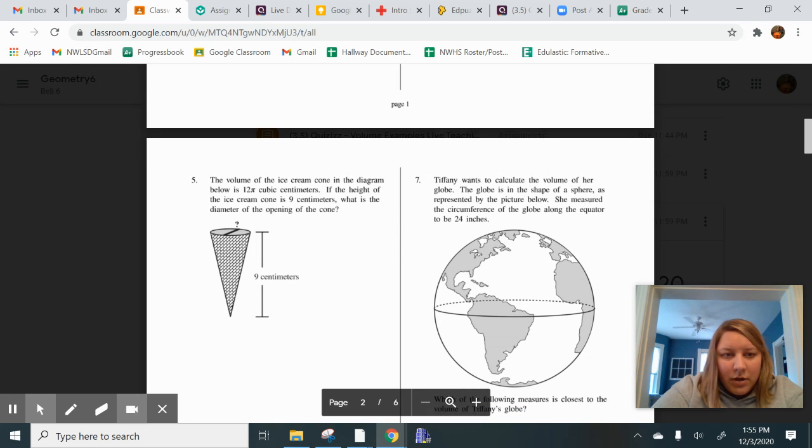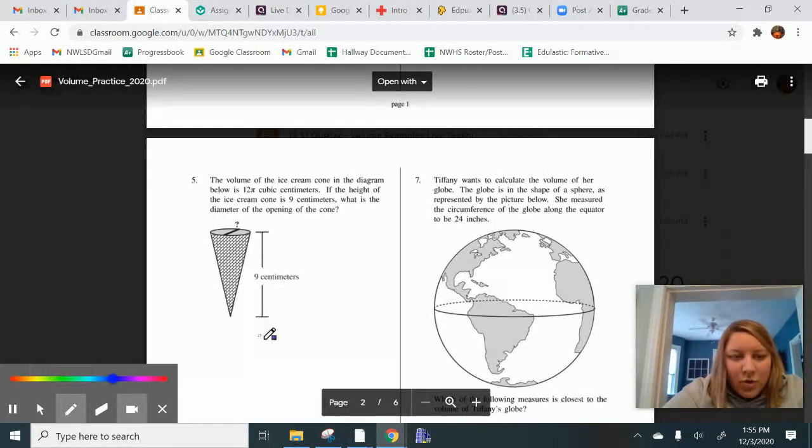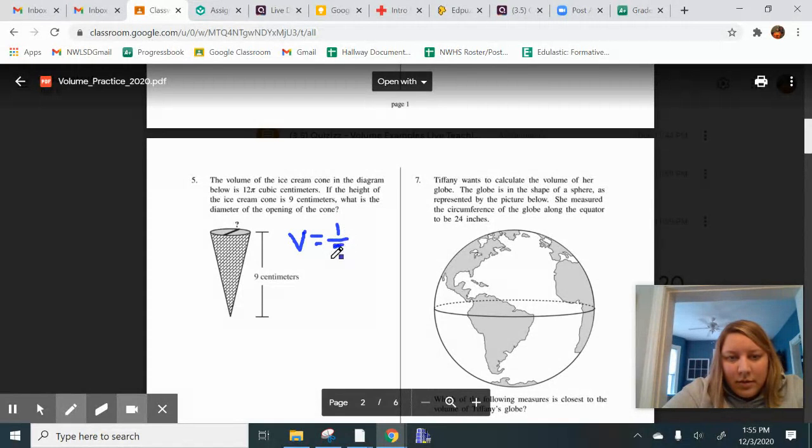Okay, so for number 5, the volume of an ice cream cone in the diagram below is 12 pi cubic centimeters. If the height of the ice cream cone is 9, what is the diameter of the opening? So what you need to do, the volume of a cone is 1/3 pi r squared times the height. So if you know the volume is 12 pi, that's going to go in for V. You don't know what R is, but you do know what the height is.